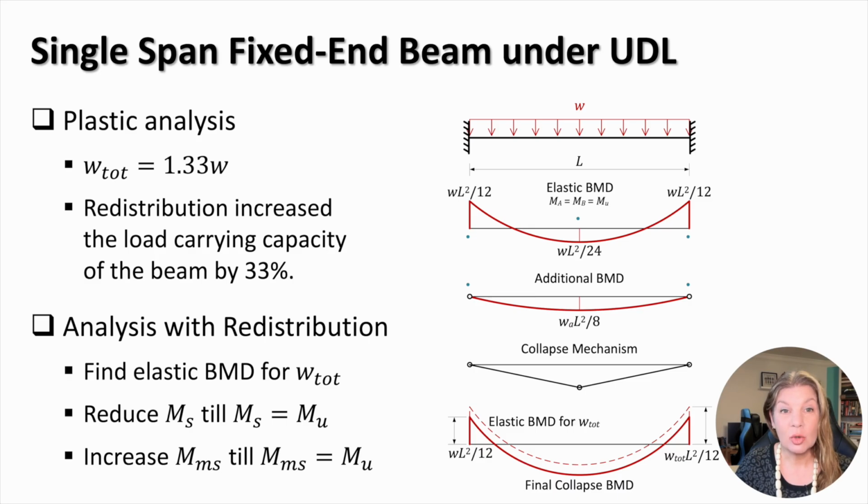In the case considered, we first find the bending moment diagram of the elastic fixed end beam loaded by the total uniformly distributed load. Then we reduce the support moments to the ultimate bending resistant moment and increase the midspan moment until it equals the ultimate bending resistant moment. As you can see, this analysis procedure is easier than the two stages of plastic structural analysis.